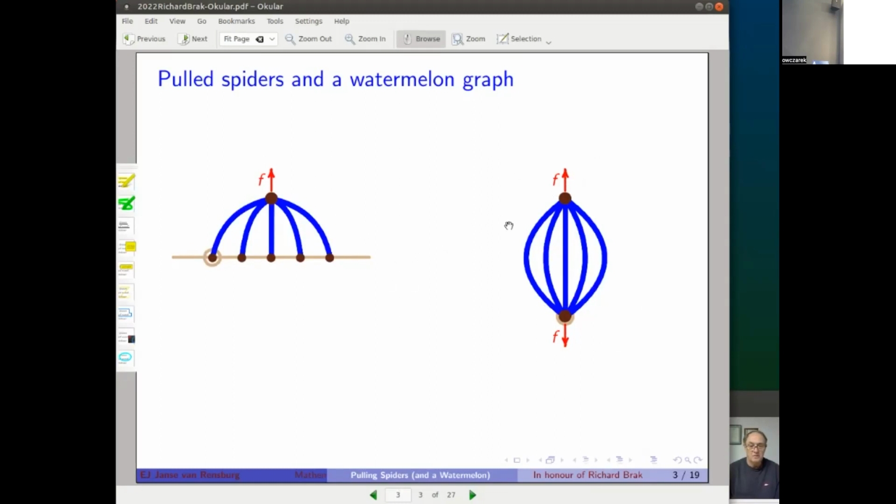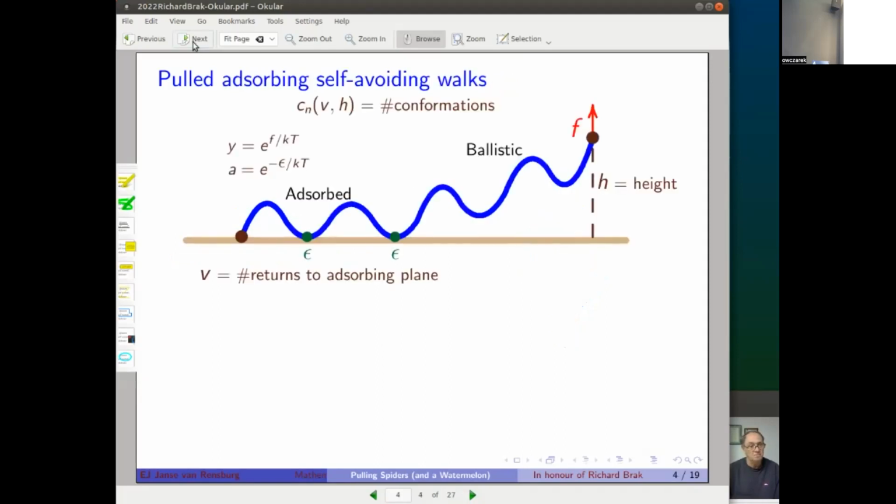Now, in both these models, the arms or the legs or the branches are self-avoiding walks, and we will analyze the free energy of these models when they are both being pulled by forces at the central nodes, and in this case also when it's adsorbing. And I want in particular to focus on the techniques that one uses to analyze these models. Now, Stu already talked about pulled adsorbing self-avoiding walks. So here's the basic model.